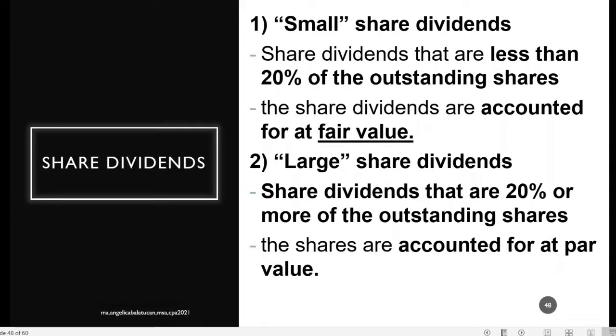par value? So if it is at fair value, there is a possibility that we recognize share premium. But if it is accounted for at par value, then there is no share premium, because it will not go above par. There is no excess beyond par. So again, if fair value is the measurement, there is a chance that we credit share premium. But if it is recorded at par, there is no credit to share premium.